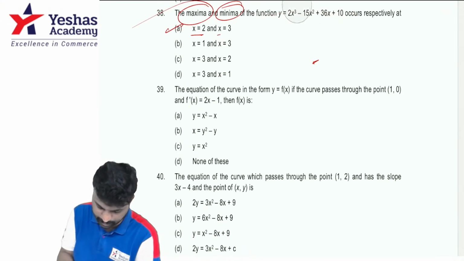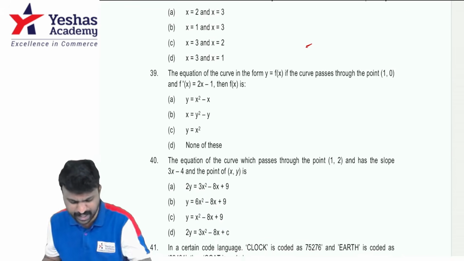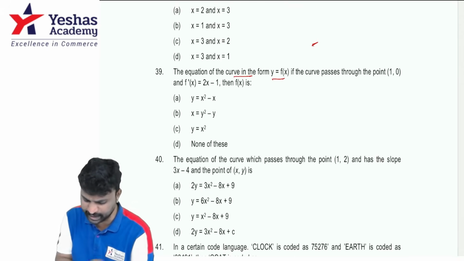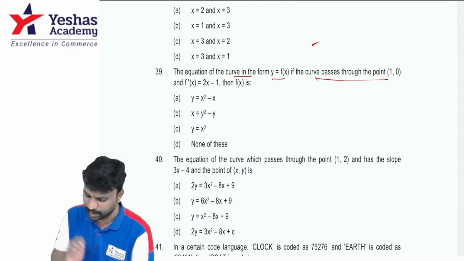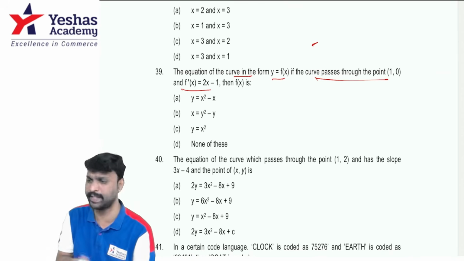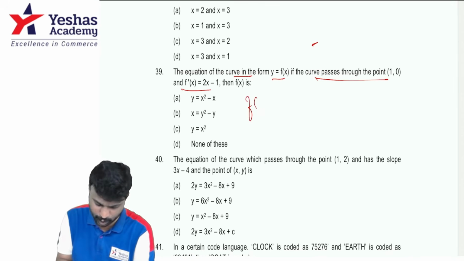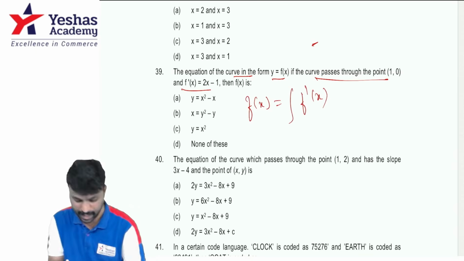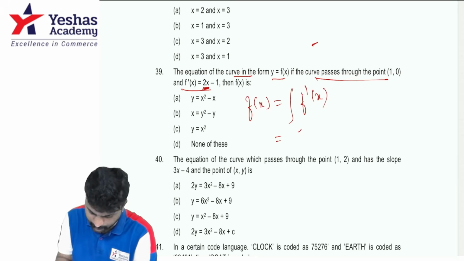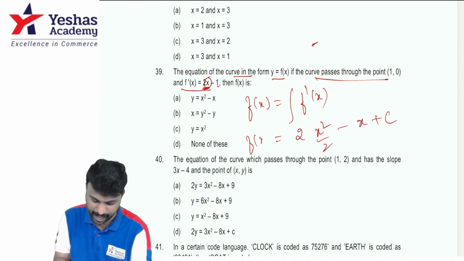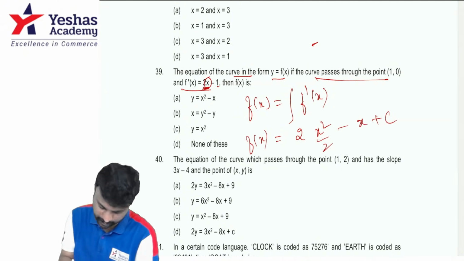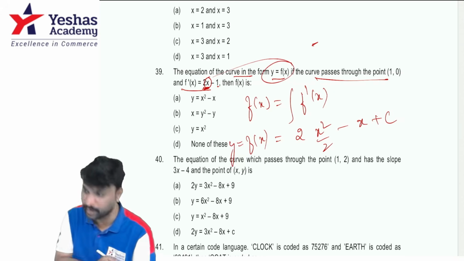Guys, they have given the equation of the curve in the form y is equal to f of x. The curve passes through the point 1 comma 0. They have given f dash of x and they're asking us to find f of x. Guys, how to find f of x? It is the integration of f dash of x. Integration of 2x: 2 comes out, integration of x is x square by 2, and integration of 1 is x, plus c. This is my f of x, right? So f of x is nothing but y also, because y is equal to f of x.